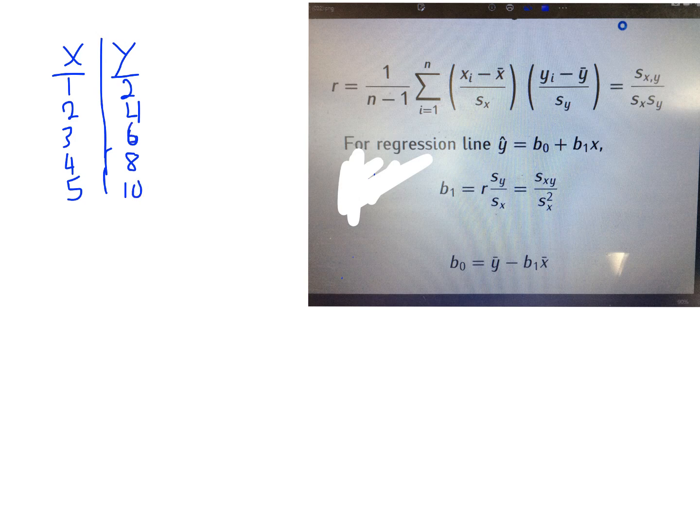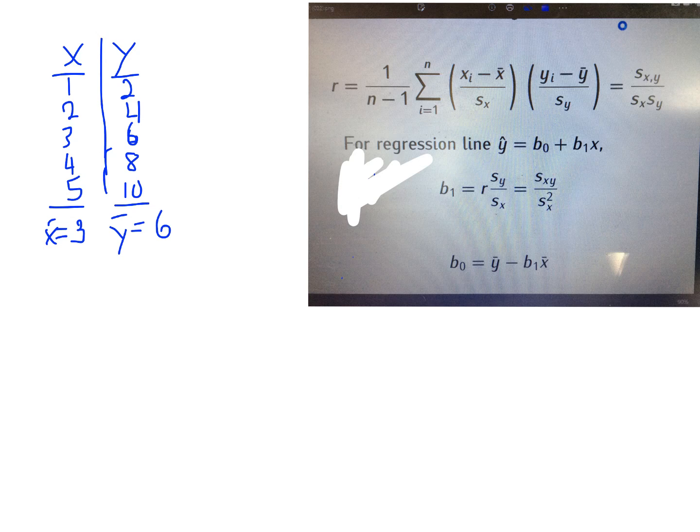So we need to find a few things before we can jump into the formula. The first thing we need is our X bar and our Y bar values, and those are the mean values. In the case of X, if we add all those together, we get a sum of 15, and there are 5 numbers, so 15 divided by 5 is 3. And here we're going to get a sum of 30, and there are 5 numbers. So our mean value is 6 here. Okay.